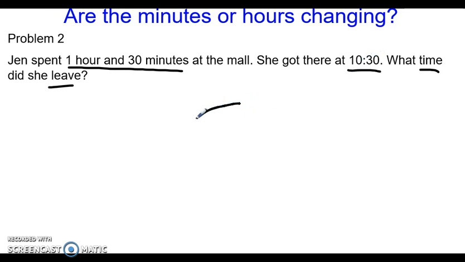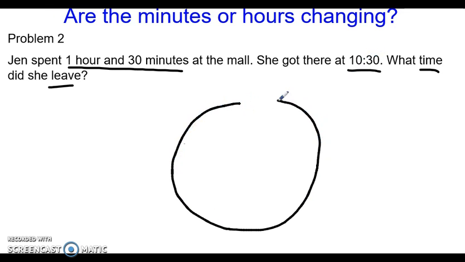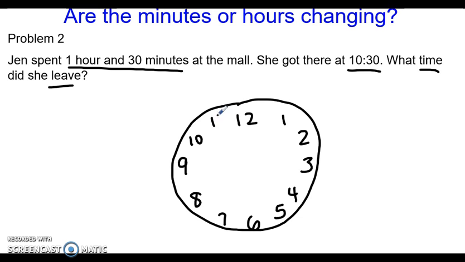I'm going to start again by drawing a clock. So again, I'm going to draw a circle. I'm going to start by putting a 12 at the top, 3 at the side, 6 at the bottom, and 9 at the other side. Now I'm going to fill in the missing numbers. So I'm going to draw 10:30. That's the time she got there. So for 10:30, the minute hand is going to be on the 6. And then the hour hand is going to be a little bit past the 10.